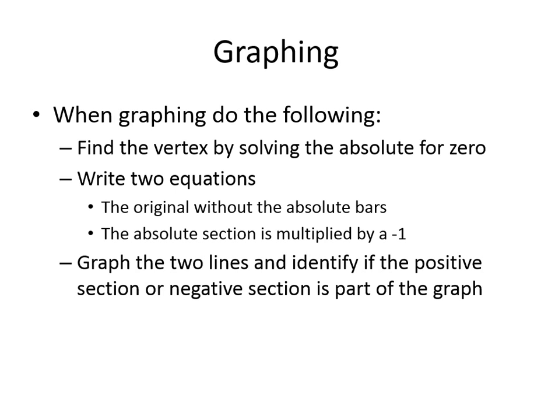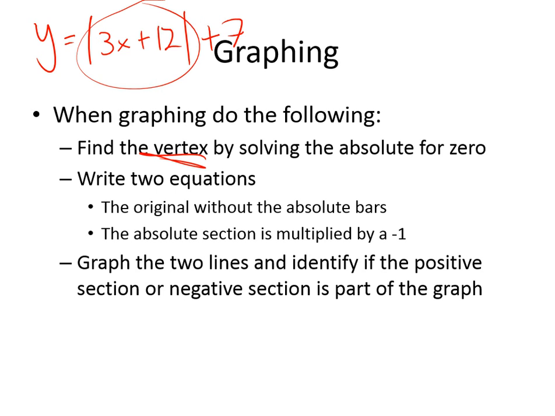Okay, and what you'll do is take your absolute value equation. So let's say we have y equals the absolute value of 3x plus 12, absolute value, plus 7. Okay, so there it is, right there. And so the first thing we have to do is find my vertex. So I'm going to set it equal to 0, just this part. So what do I have to plug in here to get it equal to 0? Well, that's going to be a negative 4. Okay, so that's going to be my x value.